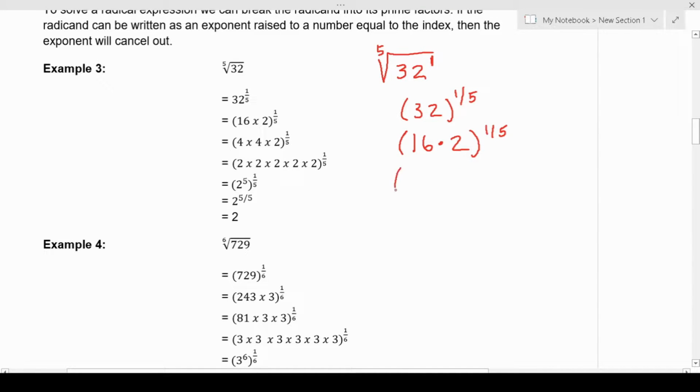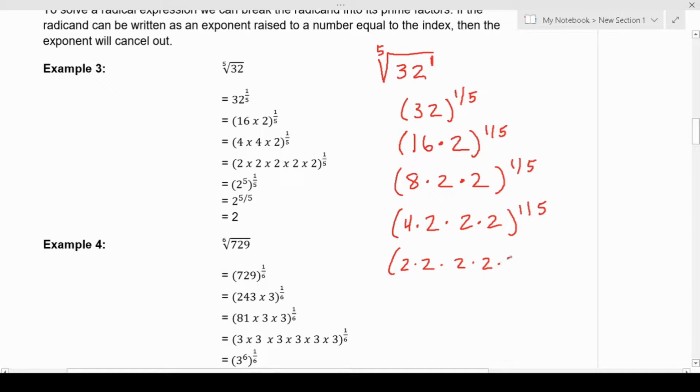Again, I know 16 is 8 times 2. We still have that 2 hanging out there, and this is to the 1/5 power. Again, 8 can be broken down into 4 times 2, and of course, we have these 2 times 2's hanging out over here. And then finally, we know 4 can be broken down into 2 times 2, and then we have 3 more 2's hanging out off to the side.